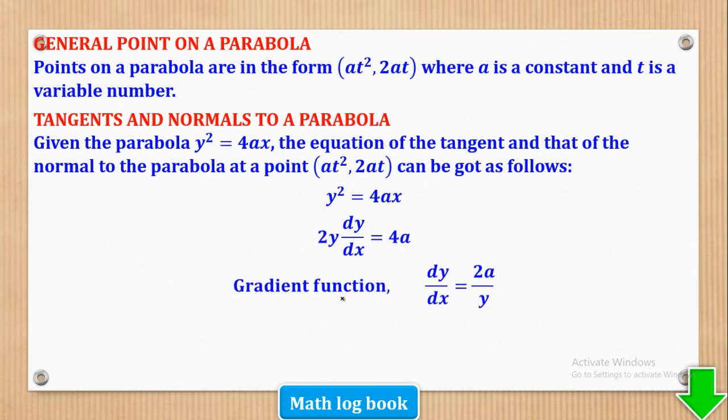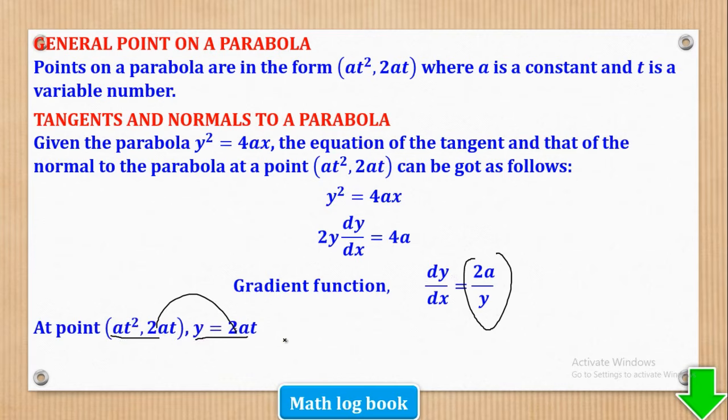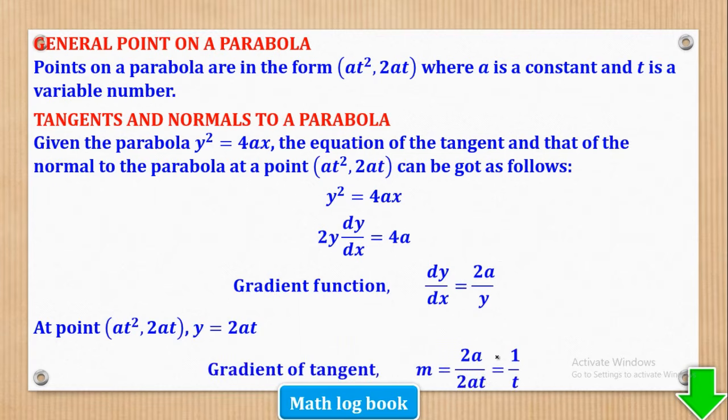Then from there, this is the gradient function. Now to get the gradient of the tangent, you substitute for y. Therefore at this point, y is equal to 2at. Therefore substitute for y here to come up with the gradient of the tangent, which is 1 over t.